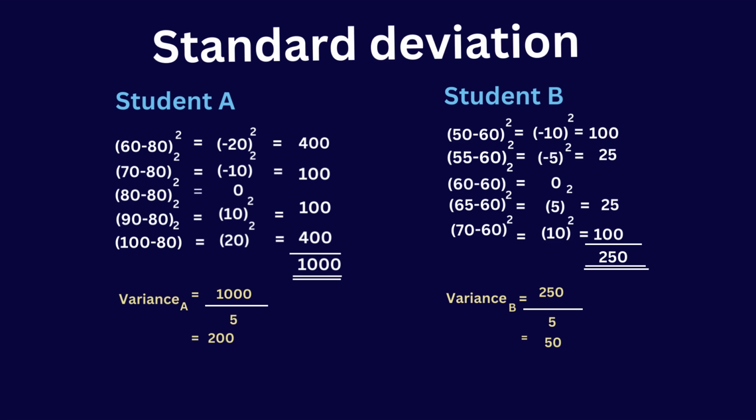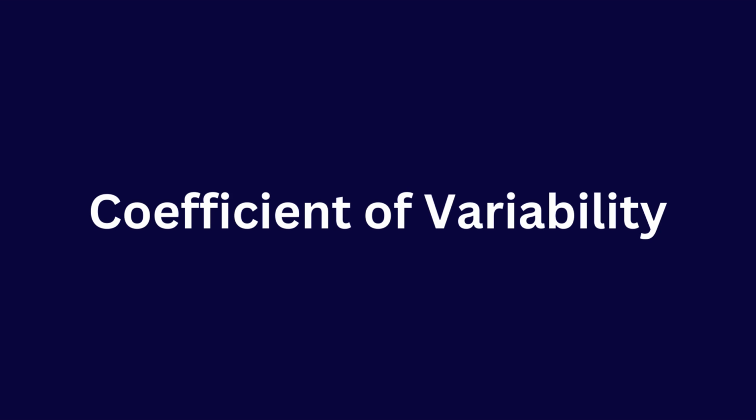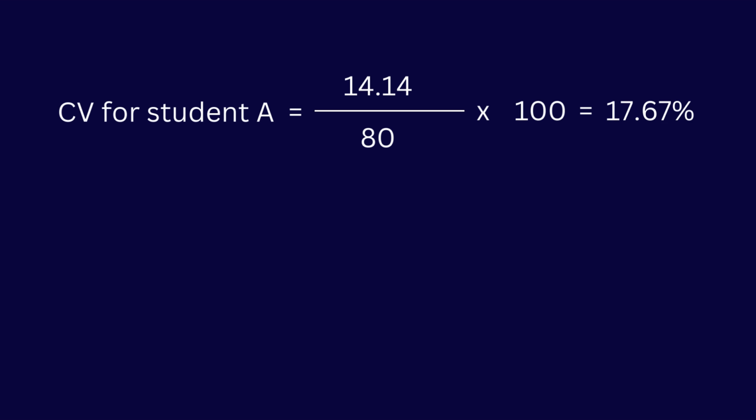Now we can calculate standard deviation. The standard deviation is the square root of the variance. So SD A equals the square root of 200, which equals 14.14. SD B equals the square root of 50, which equals 7.07. Now we are going to calculate CV. So CV for student A equals 14.14 divided by 80 and multiplied by 100, which equals 17.67 percent.